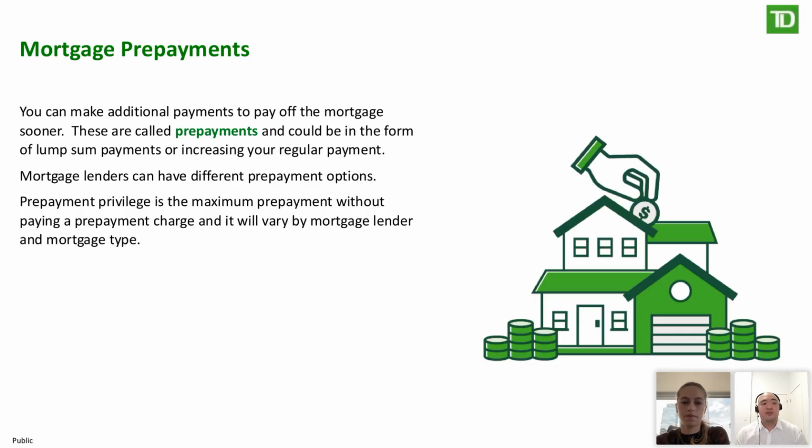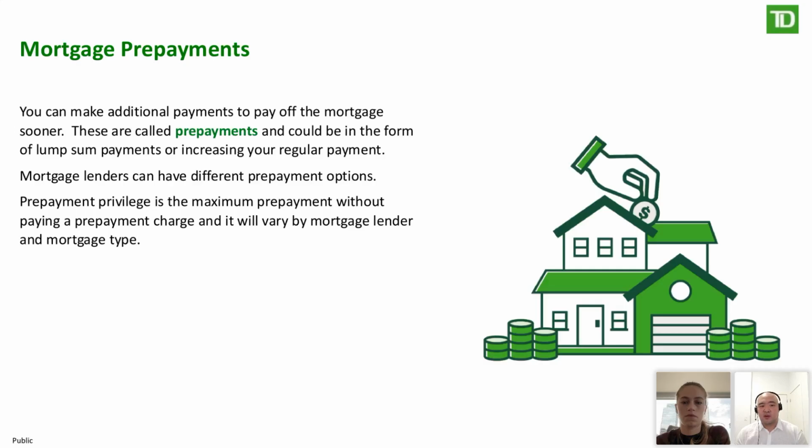Mortgage prepayments. So you can make additional payments to pay off the mortgage sooner. These are called prepayments and could be in the form of lump sum payments or increasing your regular payments. Mortgage lenders can have different prepayment options. Prepayment privilege is the maximum prepayment without paying a prepayment charge and will vary by mortgage lender and mortgage type.